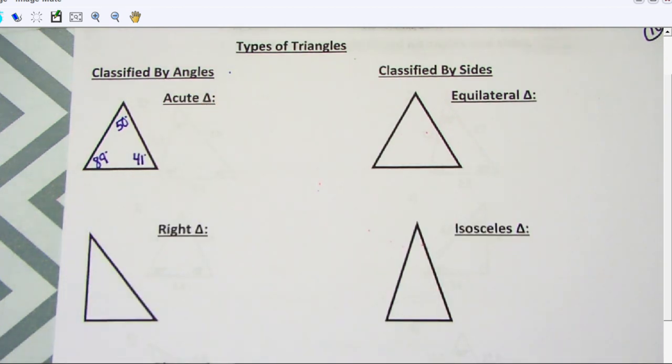To classify a triangle by its angles, we're going to put 50, 89, and 41. All right. How do I know that that triangle is called an acute triangle? I'm naming it by its angles. How do I know that that triangle is acute? What is it? It doesn't have a 90-degree angle.